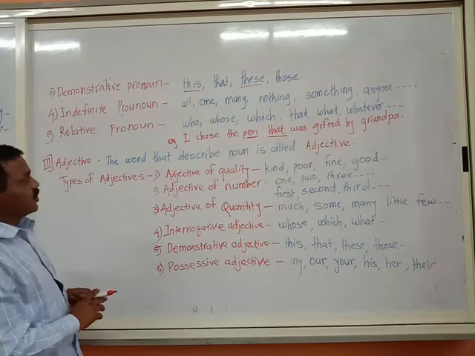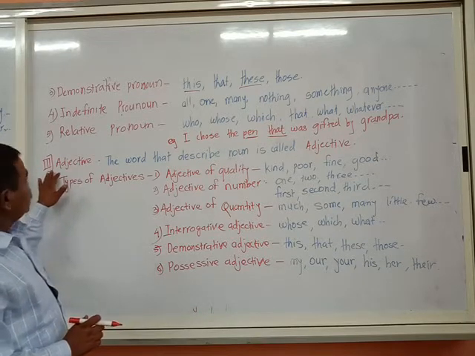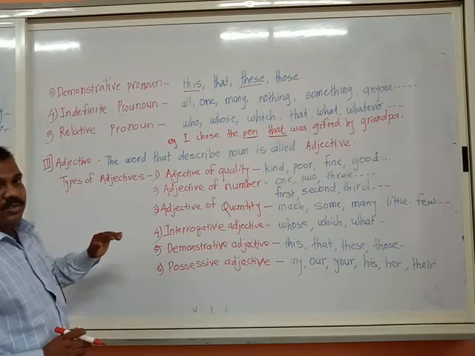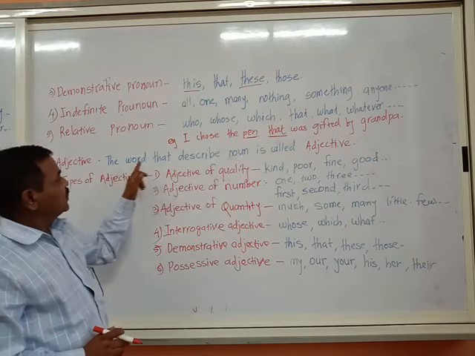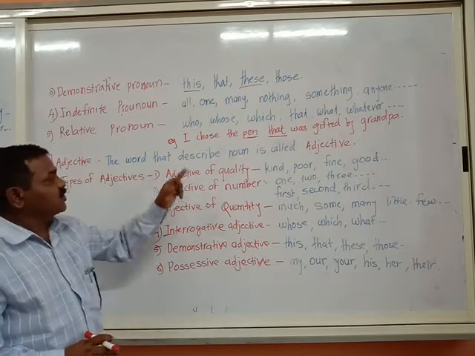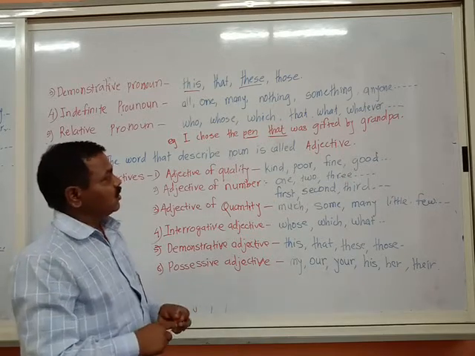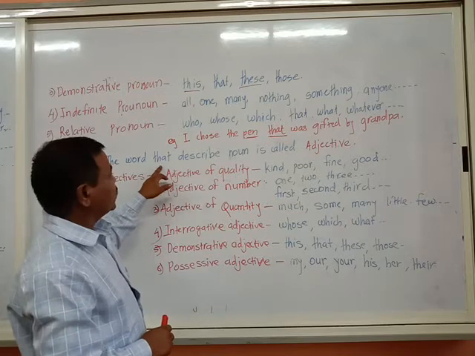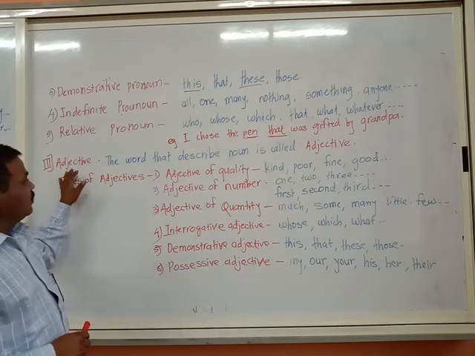Then the third topic is the adjectives. The words that describe a noun are called adjectives. The word that describes the noun is called an adjective. So in this classification of the words, 8 groups are there. The third group is the adjective.